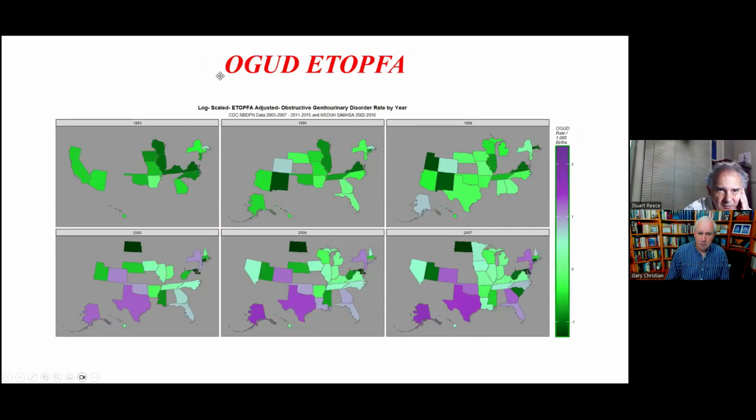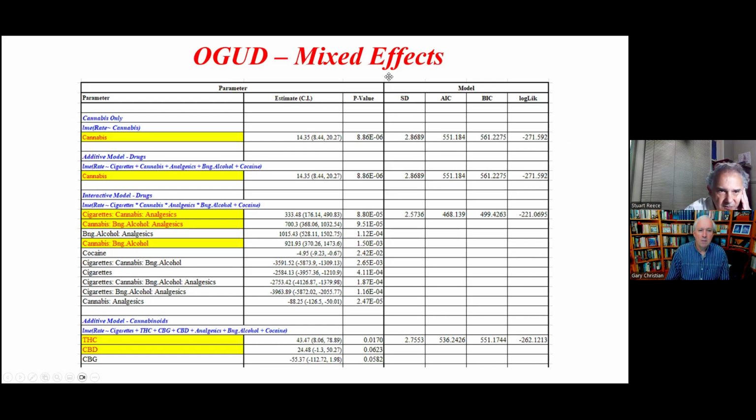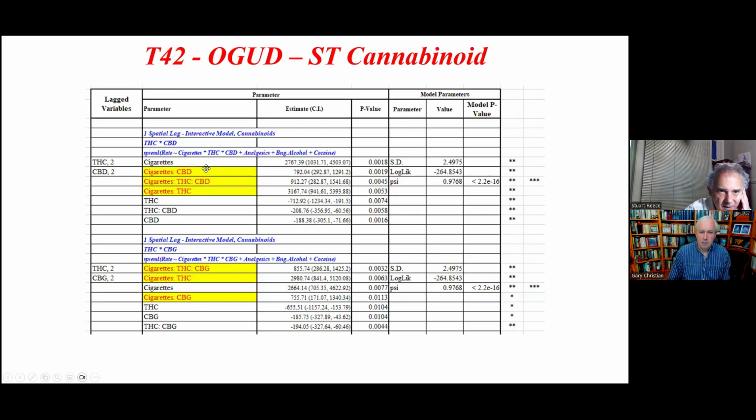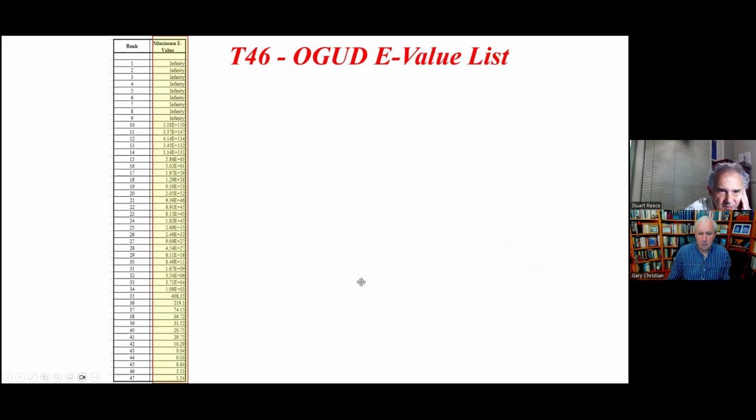And then we can look at, this is obstructive genitourinary defect. So this is a blockage usually in the bladder, which blocks the kidneys, which causes kidney damage in the babies, and requires remedial surgery to correct. And you see Colorado is high there, Alaska is high, there's New York, that's New Jersey there. So this is a mixed effects model. Again, cannabis highly significantly positive, geospatial links. Again, the cannabinoid terms are very strongly positive, as you can see there in the geospatial regression.